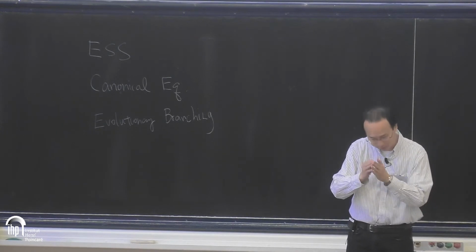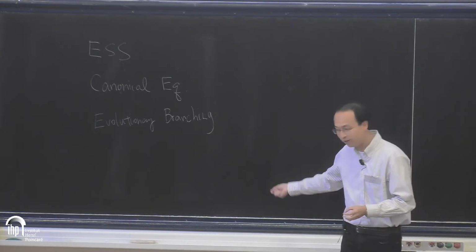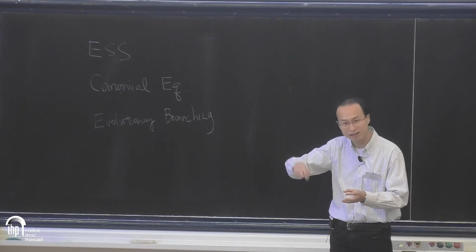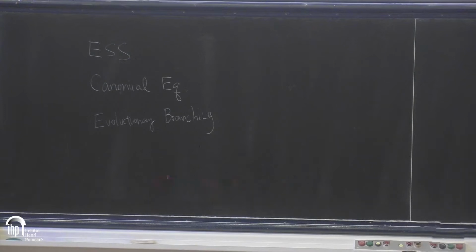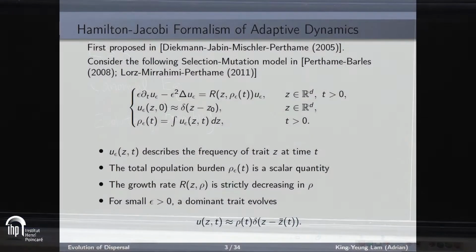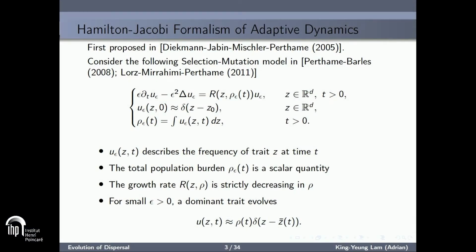So one asks, if you have a resident, and there comes artificially a certain type of mutation, what happens? A Hamilton-Jacobi framework was proposed by Diekmann et al. in 2005 to rigorously study concepts in adaptive dynamics. The following model is introduced by Perthame and Barles, and then studied again by Lorz et al.